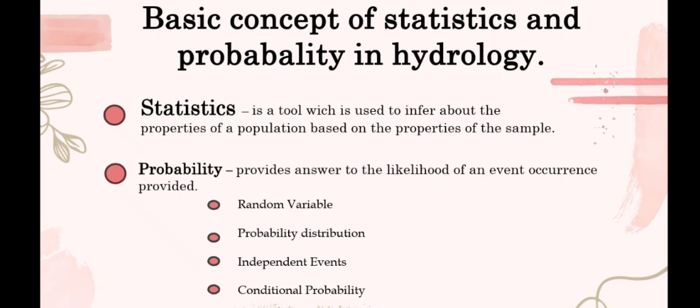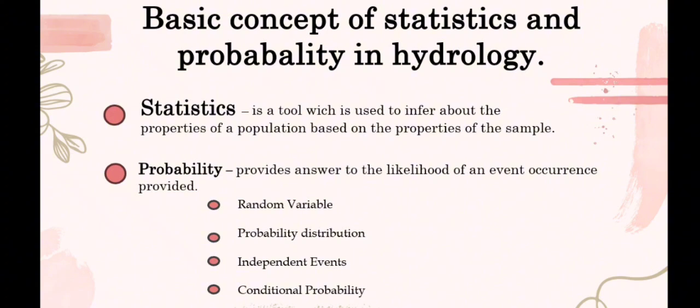So, yung basic concept of statistics and probability is that ang statistics is a tool which is used to infer about the properties of a population based on the properties of the sample. And yung sa probability naman is ito yung nagpro-provide ng answer to the likelihood of an event occurrence provided the population characteristics are known. So, yung probability, halimbawa kung uulan, pinoprovide nito yung possible answer na halimbawa ngayong araw is uulan, then ipoprovide niya yung answer na uulan nga.